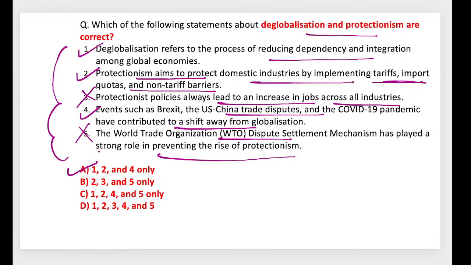Very good Vinod sir and Rani ma'am, Indra ma'am, good. And we have other people also, those who marked A.